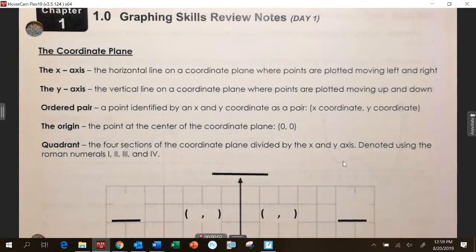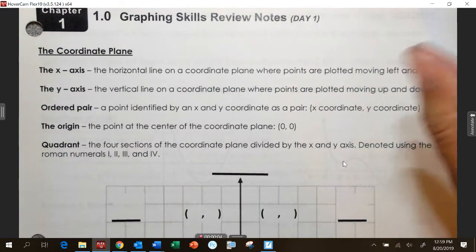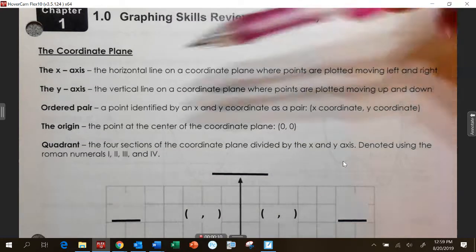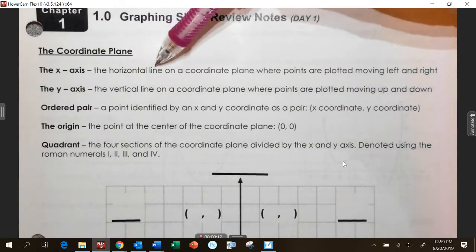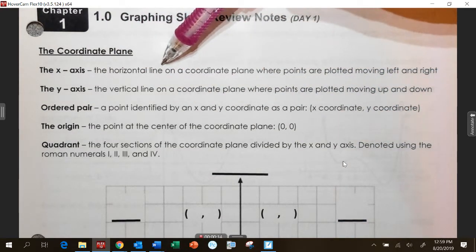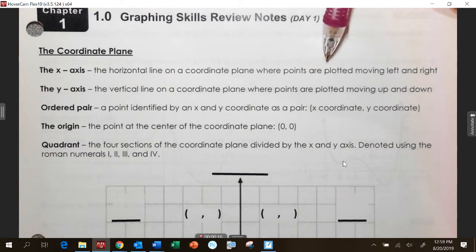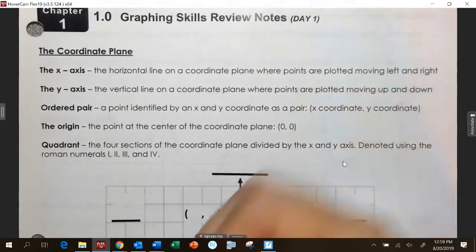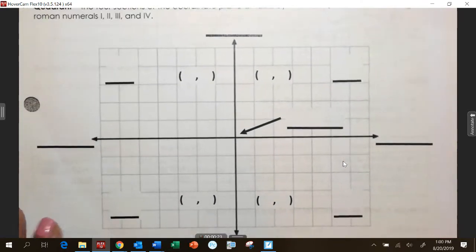So let's just review some vocabulary from coordinate plane, lines, stuff like that. So the x-axis is horizontal. It's the horizontal line on the coordinate plane where the points are plotted moving left or right. X-axis is left or right. So down here in this picture, where should we put x-axis?